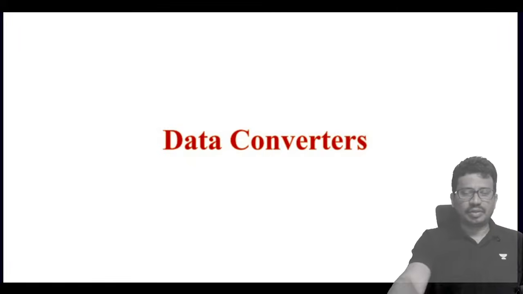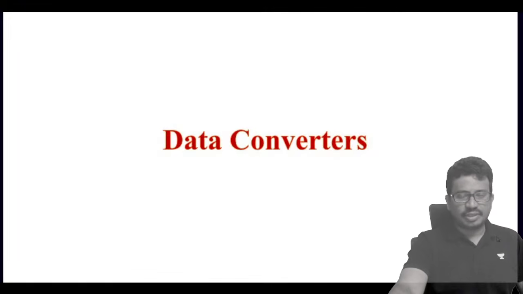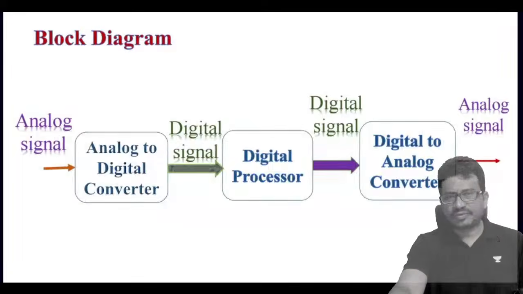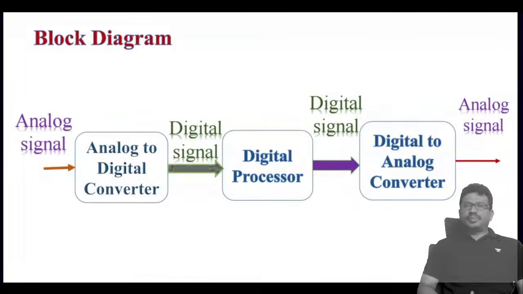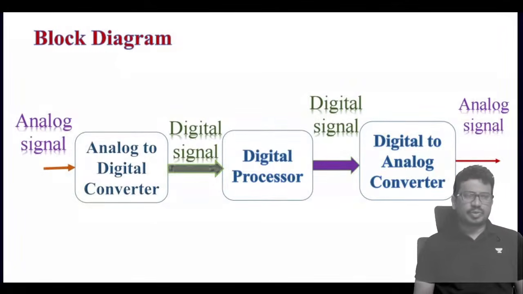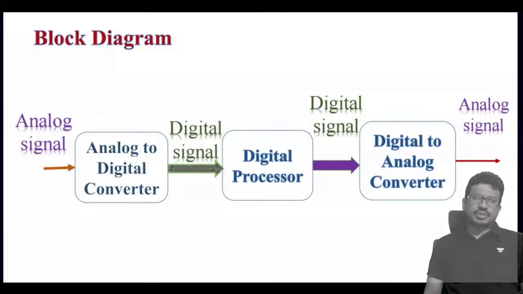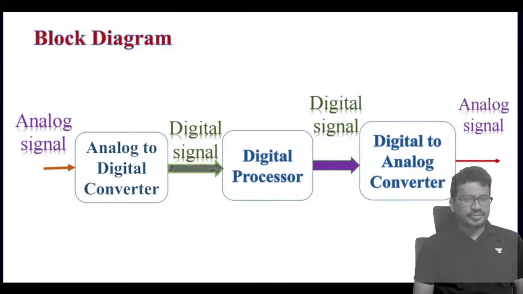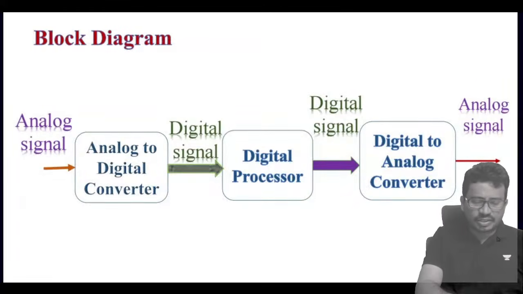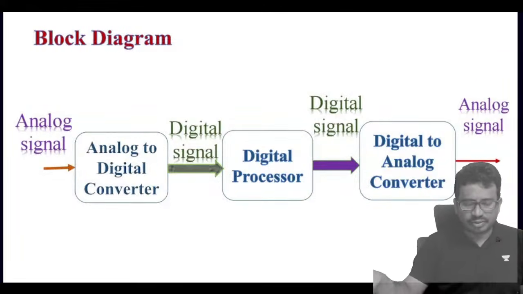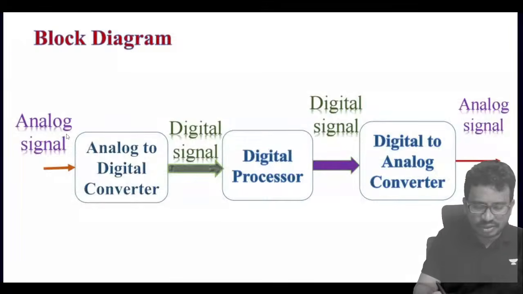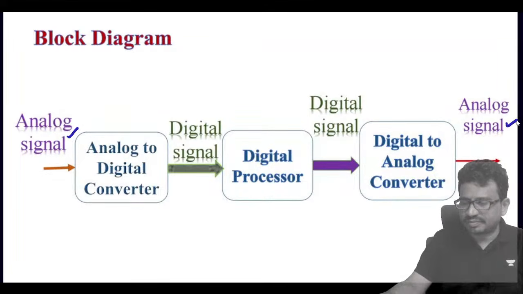Right. First of all, we'll talk about the data converters. What is a data converter? So tell me, first of all. We basically need to consider that there are two types of data: one is called analog, the other one is digital. Analog signal and digital signal are the two forms of data we talk about.